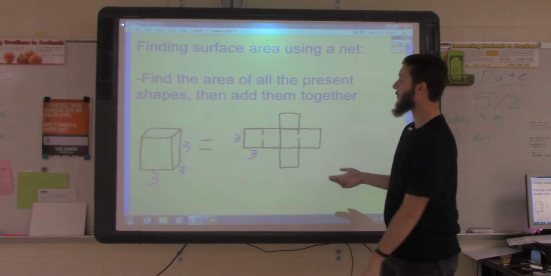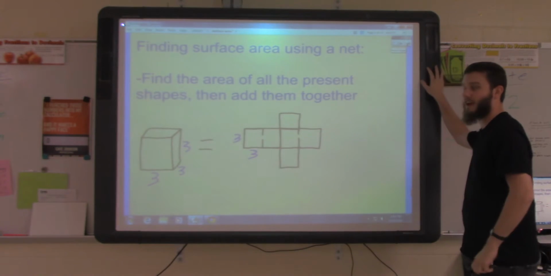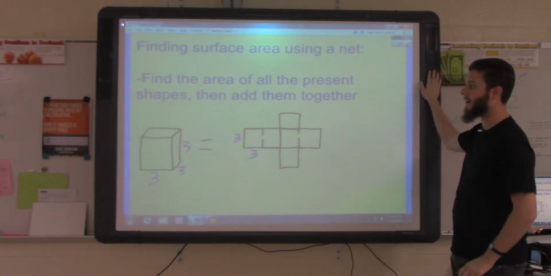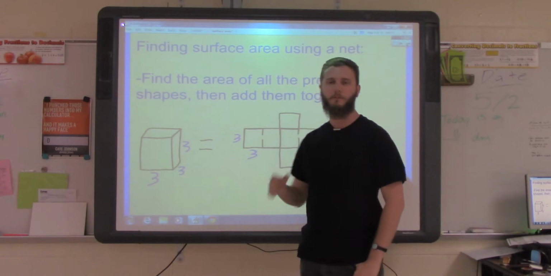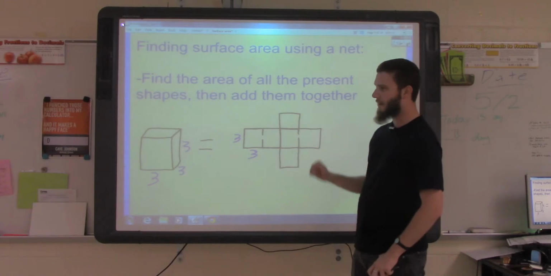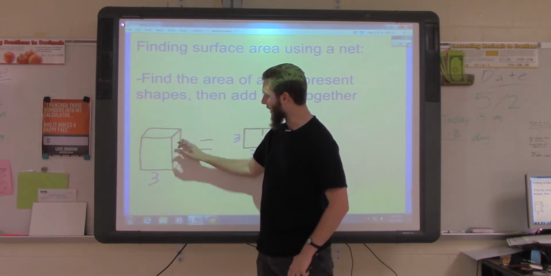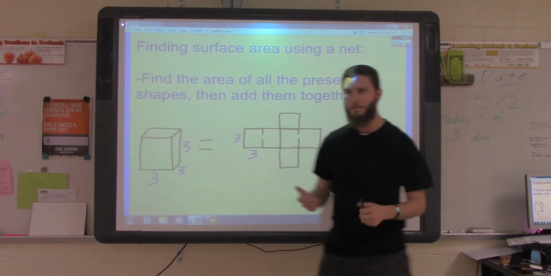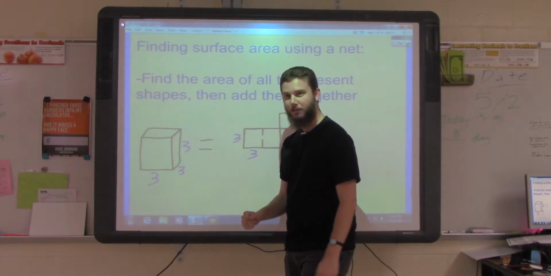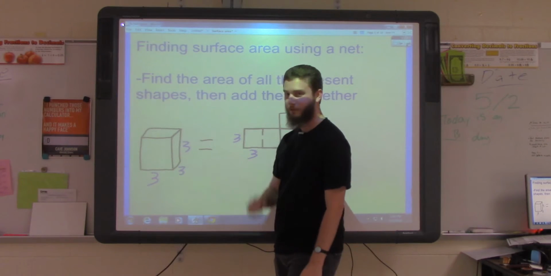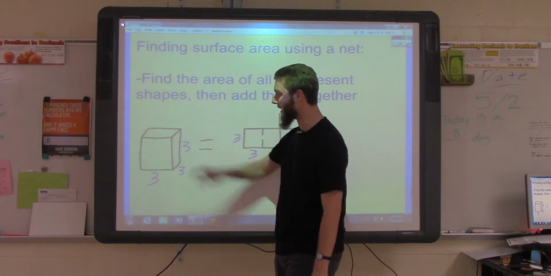In order to find the surface area of pretty much any shape, all you've got to do is find the area of all of the present shapes and add them together. For cubes, it's especially easy. In a regular cube, all of the sides, the length, the width, and the height, are all going to be the same length. So, if the length is going to be 3, that means the width is 3. If the width is 3, that means the height is 3.